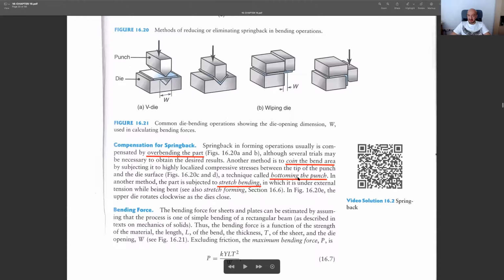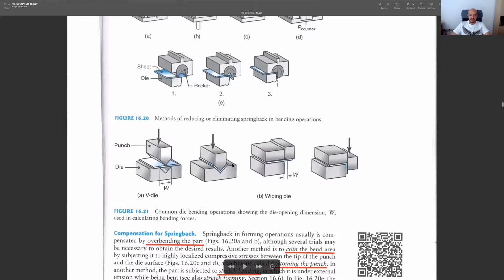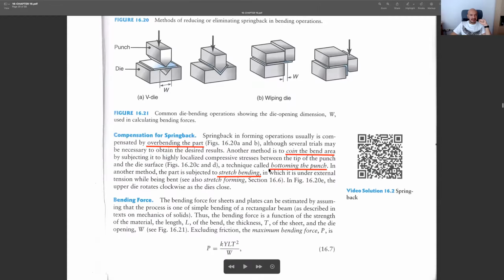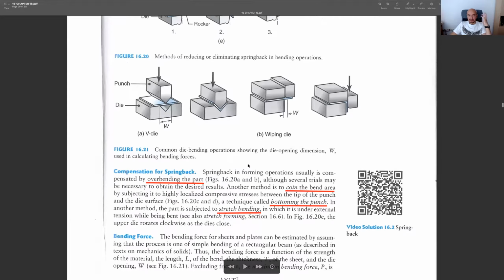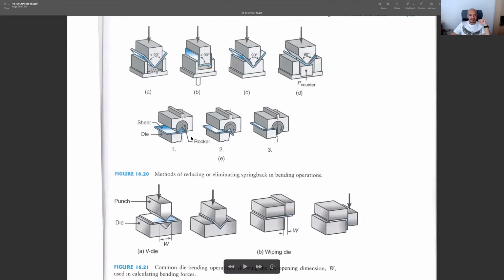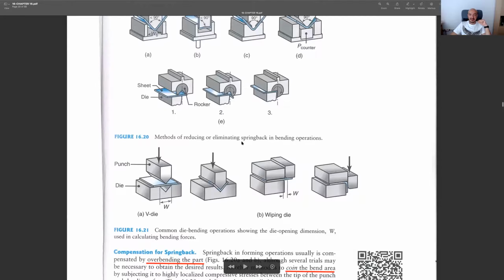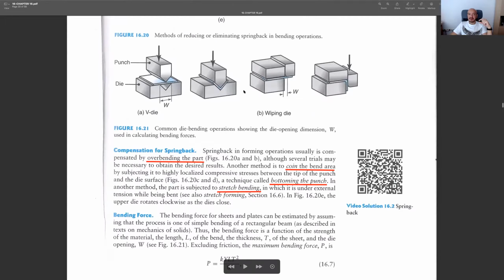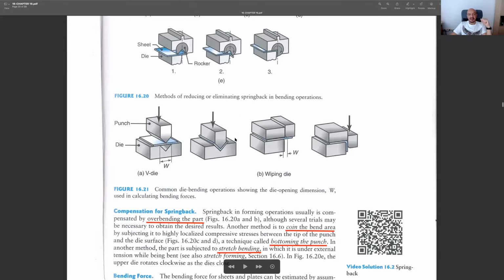Or we may use bottoming. This is applying more force, and we will be squeezing our sheet metal in between the punch and the die. If you apply more force, then the amount of spring back decreases. We will have some, but at least it will be decreased. And there are, as you see, more types of spring back elimination. You may use a kind of rocker, as we have seen in the video. But the easiest way is overbending the part, since in all other cases, you will have some amount of spring back. It's obviously less, but you will still have it.